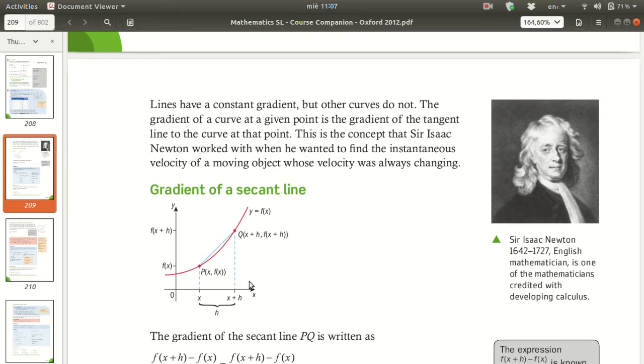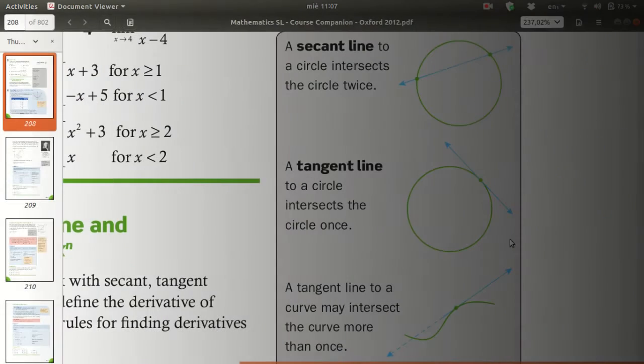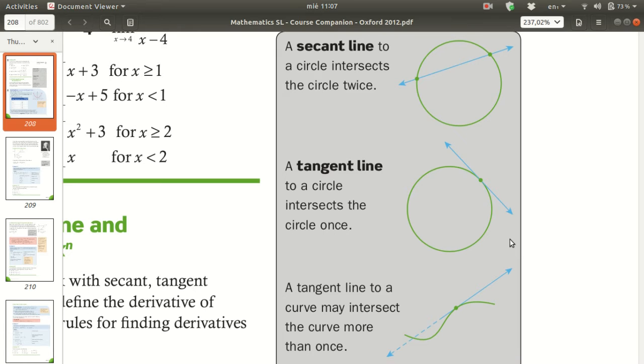We're going to see in this video that the instantaneous rate of change, which is the derivative, is going to be finding the slope of the tangent line to a curve. Okay, before we get started, let's look at a few concepts that you might not be familiar with.